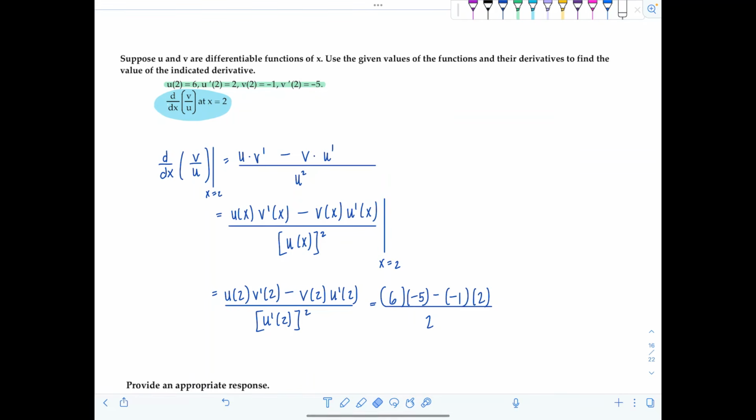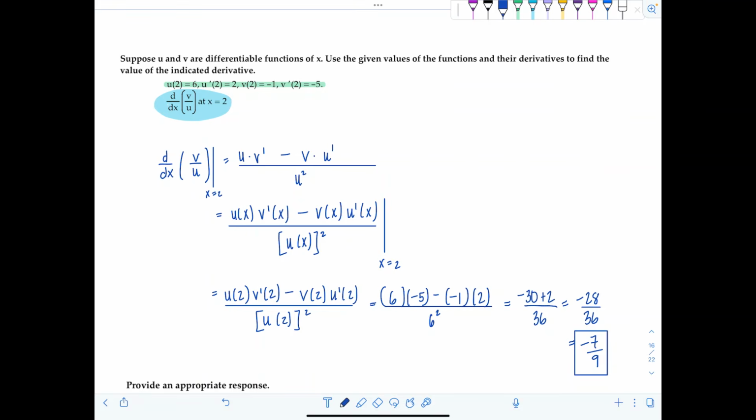Over u of 2 squared. Why did I write a prime? It should just be u. Excusez-moi. So u of 2 is 6 squared. Okay, so this is going to be negative 30 plus 2 over 36. So that's negative 28 over 36. I can divide by 4, can't I? Negative 7 over 9. Very good. Were you all screaming at me that I put an extra prime in the denominator? I'm sorry. I didn't mean to give you a fright.